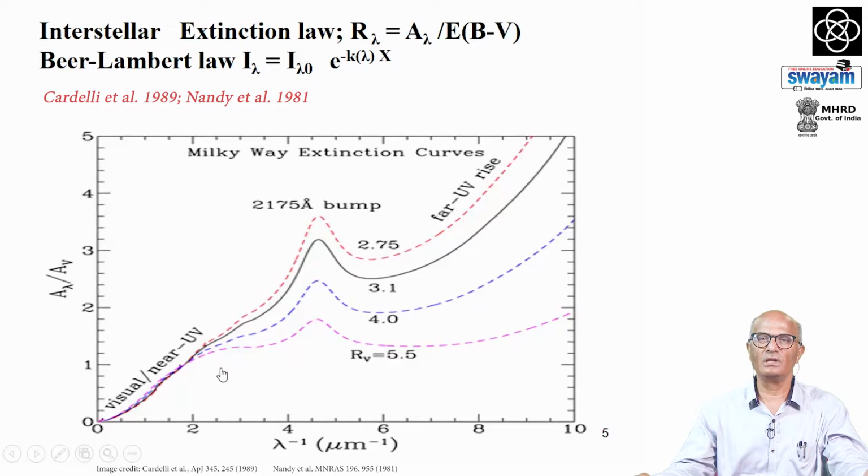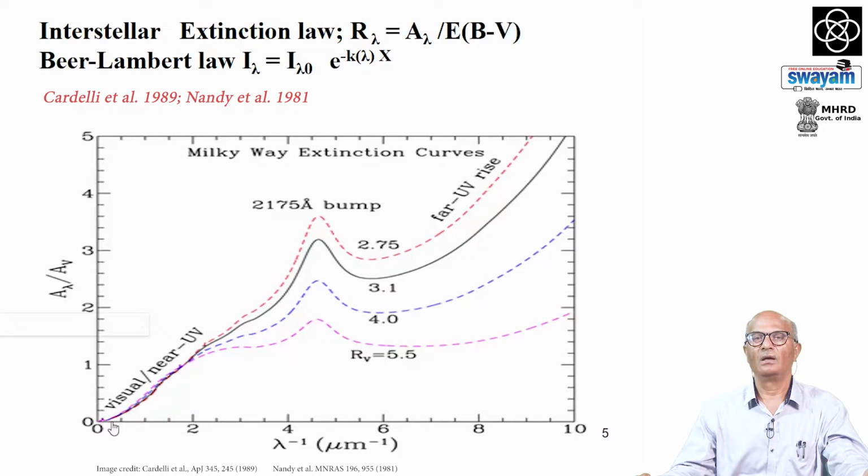I am just summarizing here the main result of such a study. On the x axis, wavelength is plotted. In fact, it is 1 over lambda, with wavelength in units of micron, and the ratio of A lambda to total absorption is plotted along the y axis, and it varies from 0 to 5.